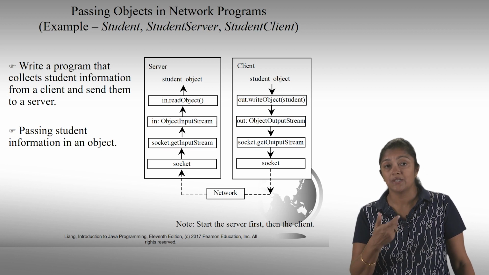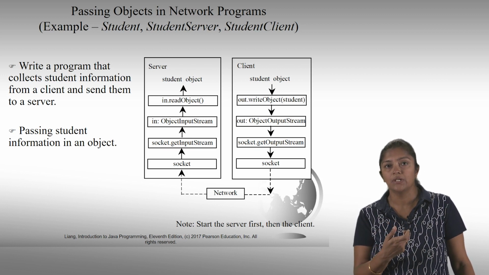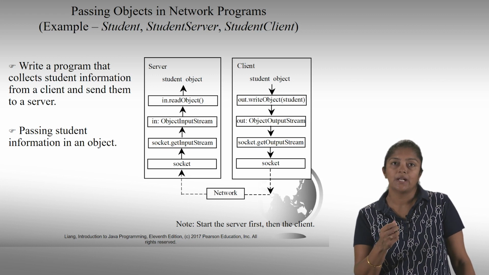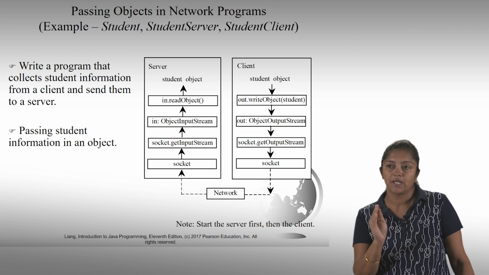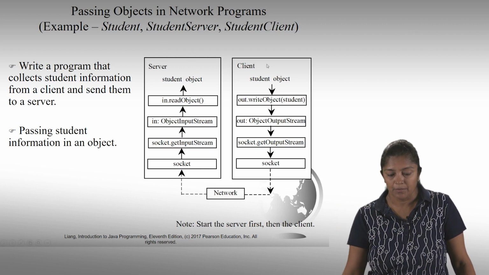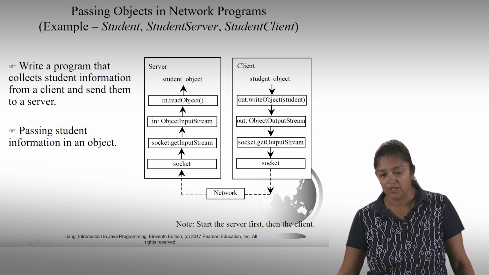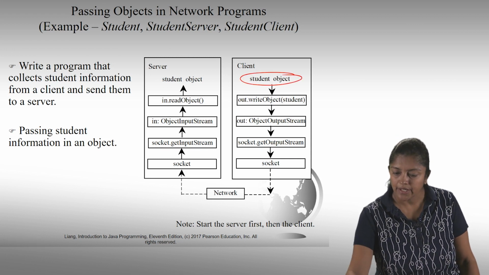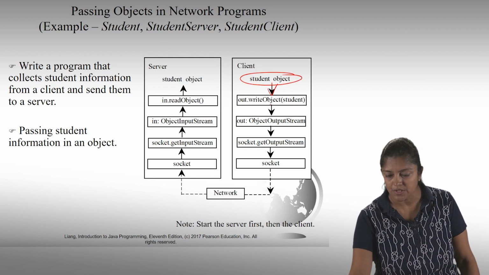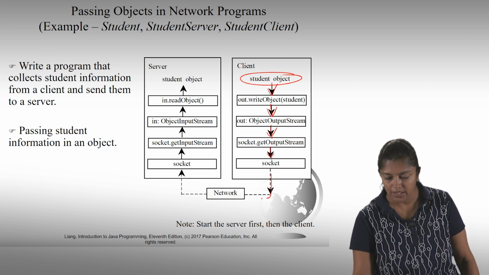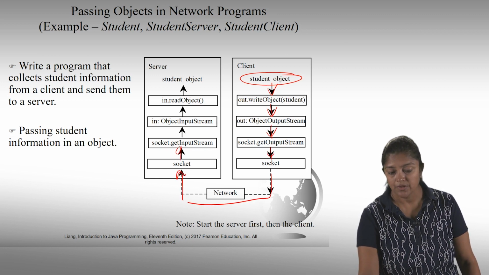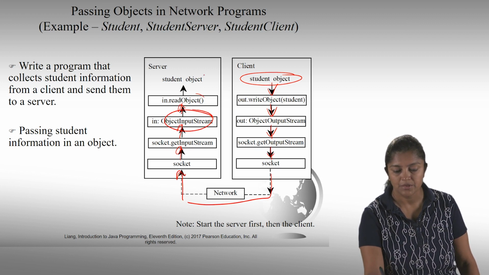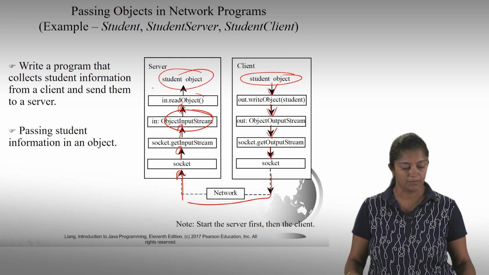What's important is that the student class must be a serializable class. So it must be marked as serializable so that the outputs from the student class can be sent in a sequential manner. But everything else remains the same. So on the client side, the student object is created, and then the student object is written to the output stream, and from there it's passed to the socket, and through the network it's passed to the server, and the server reads the object from the object input stream, and has the student object that it can manipulate.